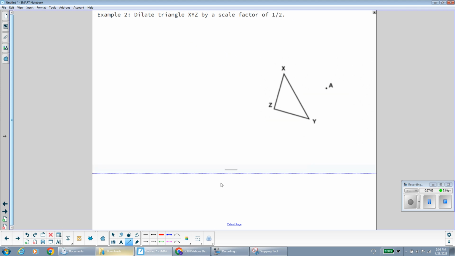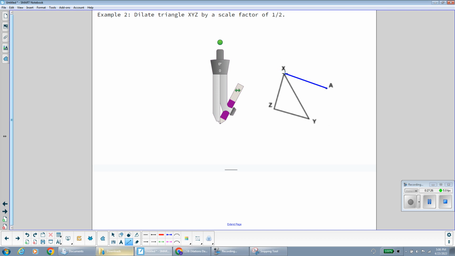The next one I'm going to do is by 1/2. And this is the last one that we're going to do together in this video. So with 1/2, we're actually going to decrease the distance that each of the points is from the center. That's making it smaller, and it's making it smaller by exactly half. So let me get my line. And just like in the last example, I'm going to connect the pre-image point to the center of dilation.